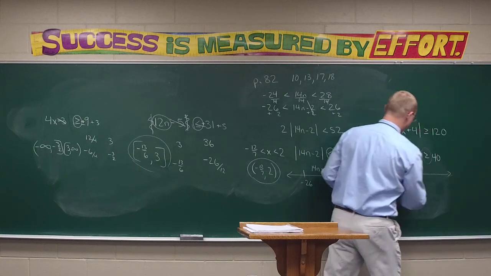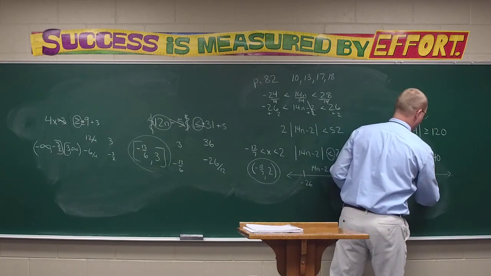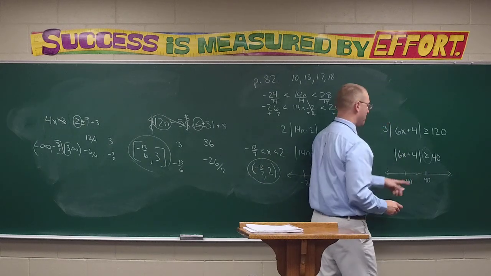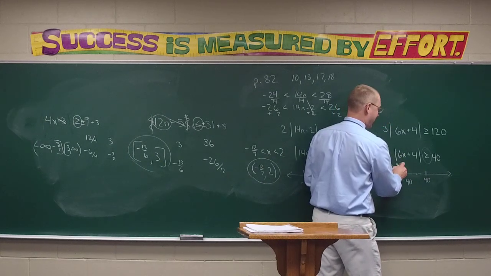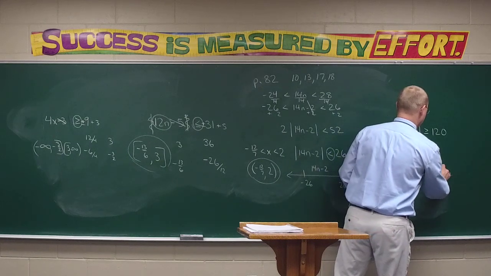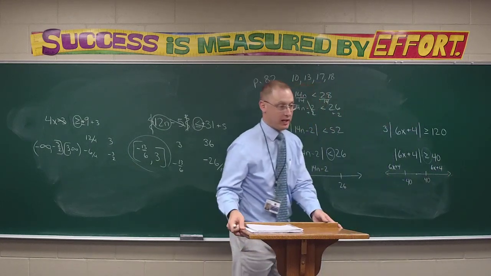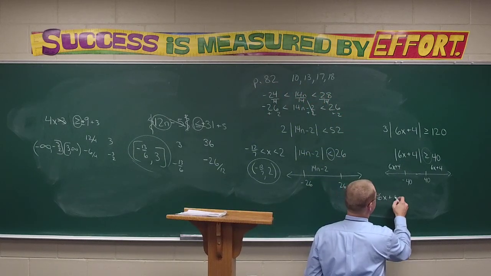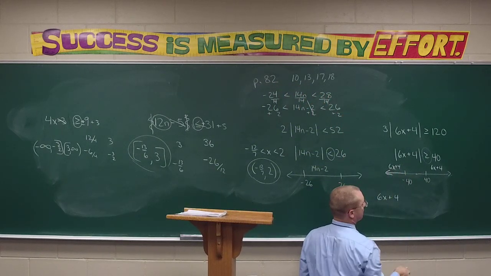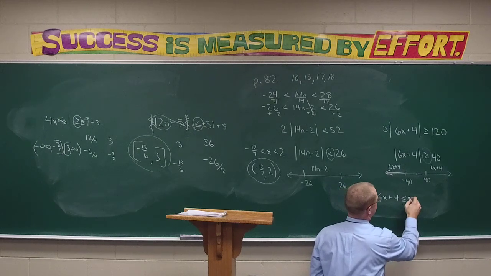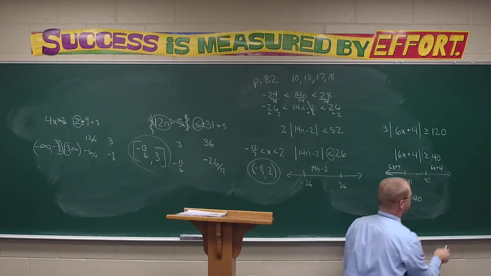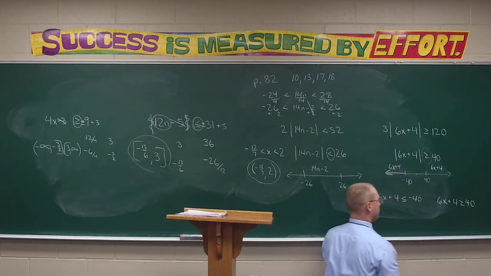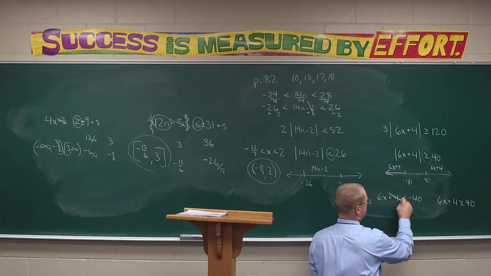If we were to start with the number line, okay, here's negative 40, here's positive 40. I know they're really close together, but little check marks are really close too. All right, so it's going to fall outside the positive and negative 40, this 6x plus 4. What are my 2 inequalities that I'll write? 6x plus 4 is less than or equal to negative 40, and 6x plus 4 is greater than or equal to 40. All right, subtract 4.